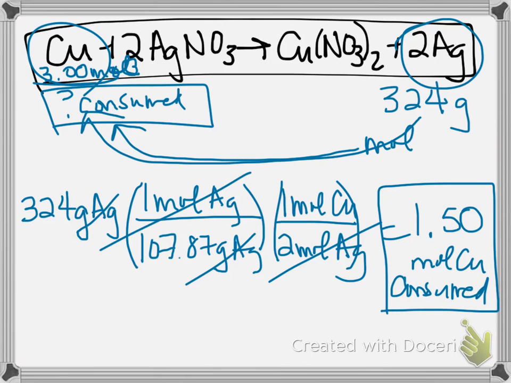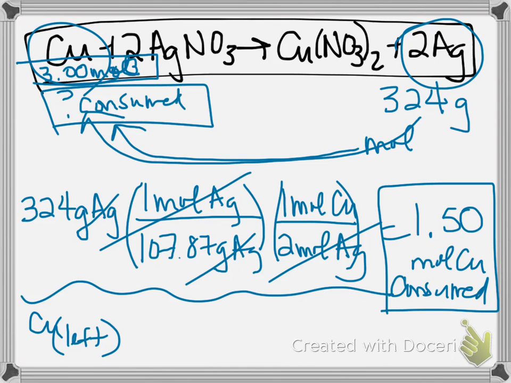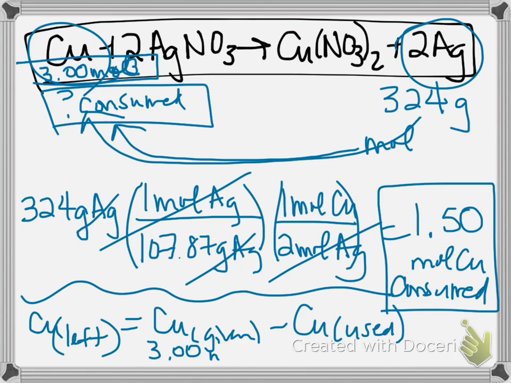If I started or was given 3 moles of copper and 1.5 moles of copper was consumed, how much copper was left? Well, copper left, or the excess amount of copper, is going to equal the copper given minus the copper consumed or used. So it would be 3.00 moles minus 1.50 moles, which is 1.5 moles left. So we'd have roughly 1.5 moles left.